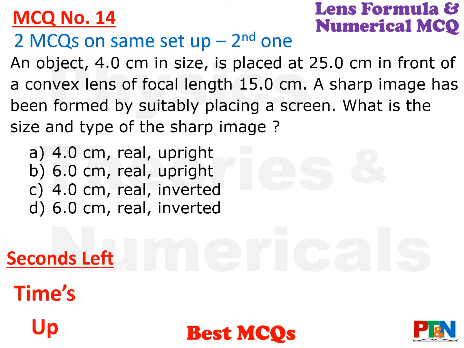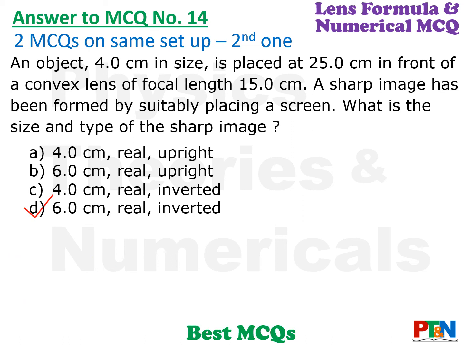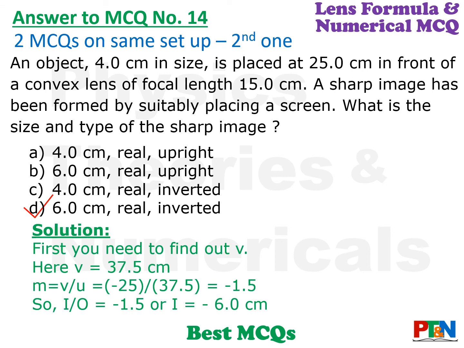Time's up. Let's see the answer. The answer is option D, that is 6 centimeter real inverted. Again, small calculation. You have already found out V. So you need to find out M now. M is V by U. Put the values. So M is again minus 1.5.